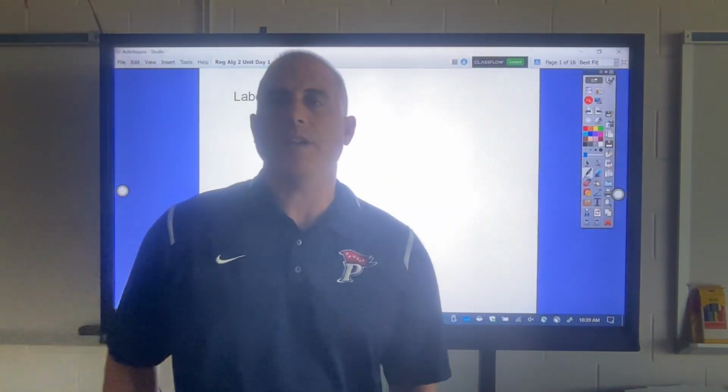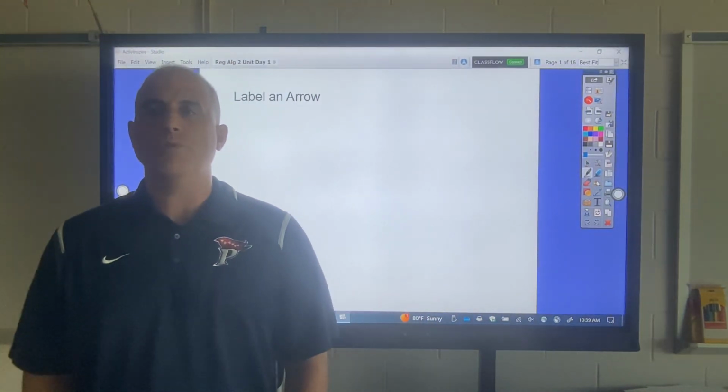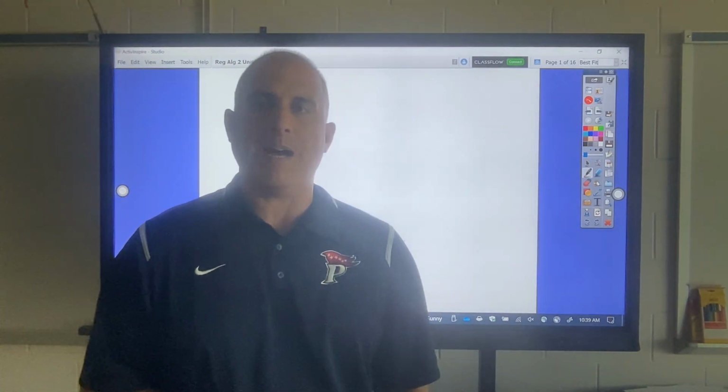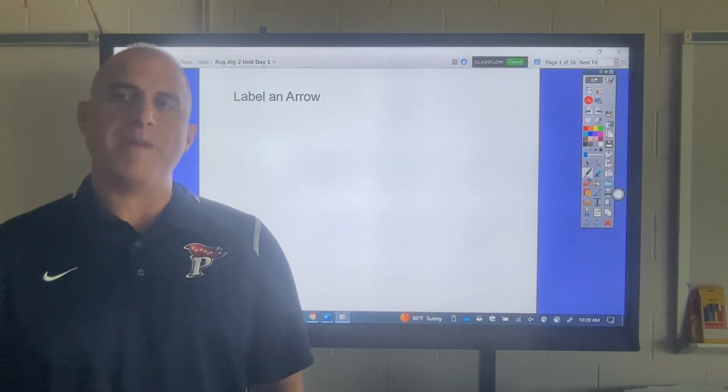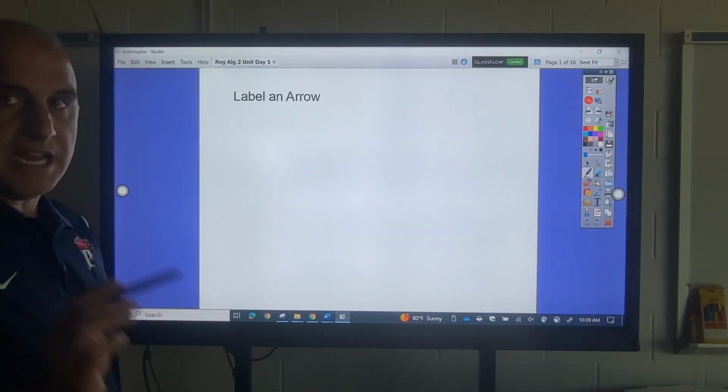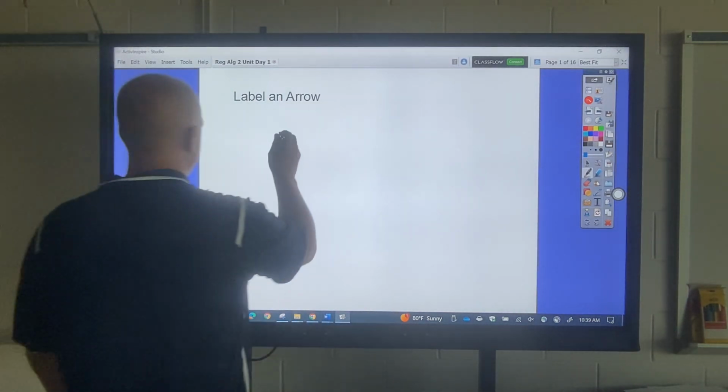Okay, this is going to be the first lesson in Unit 2. It's going to be graphing transformations. We're going to first start talking about concepts involving domain and range. But in order to do that, you have to do something called labeling an arrow. And let me explain, okay?